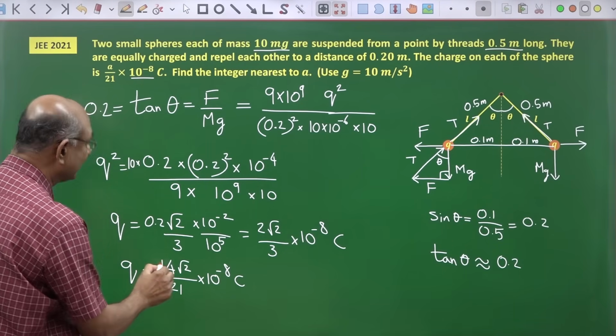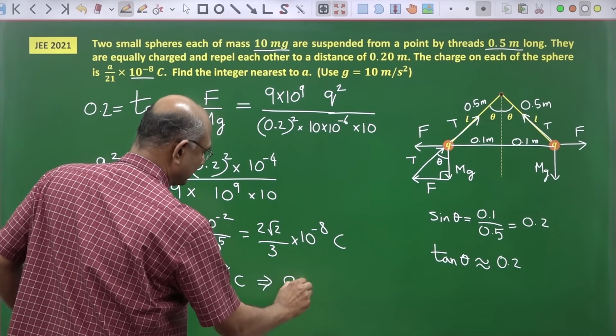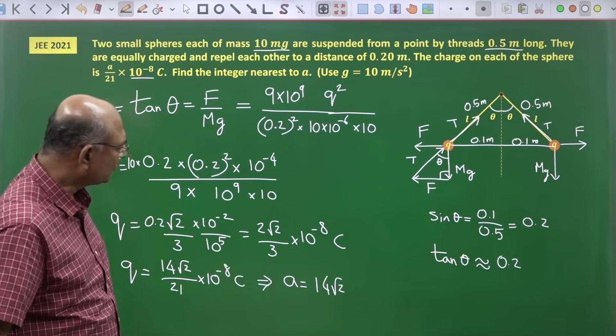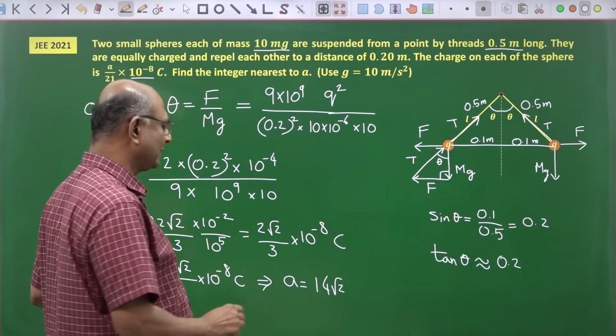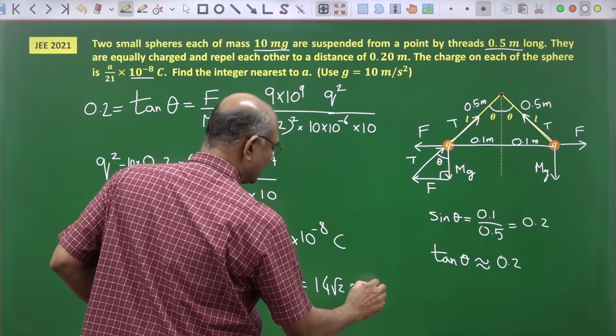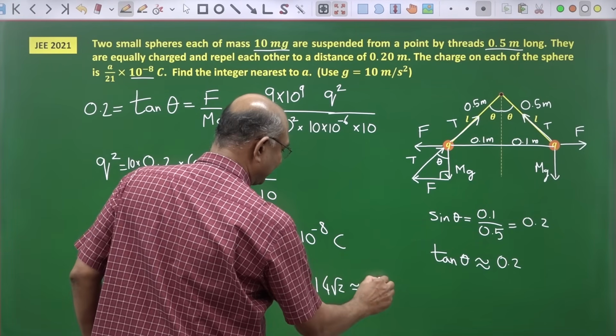So this quantity is A. So A is 14 root 2. What is 14 root 2? 14 into 1.414, right? So this is approximately, right? 14 into 1.414 is 19.7.